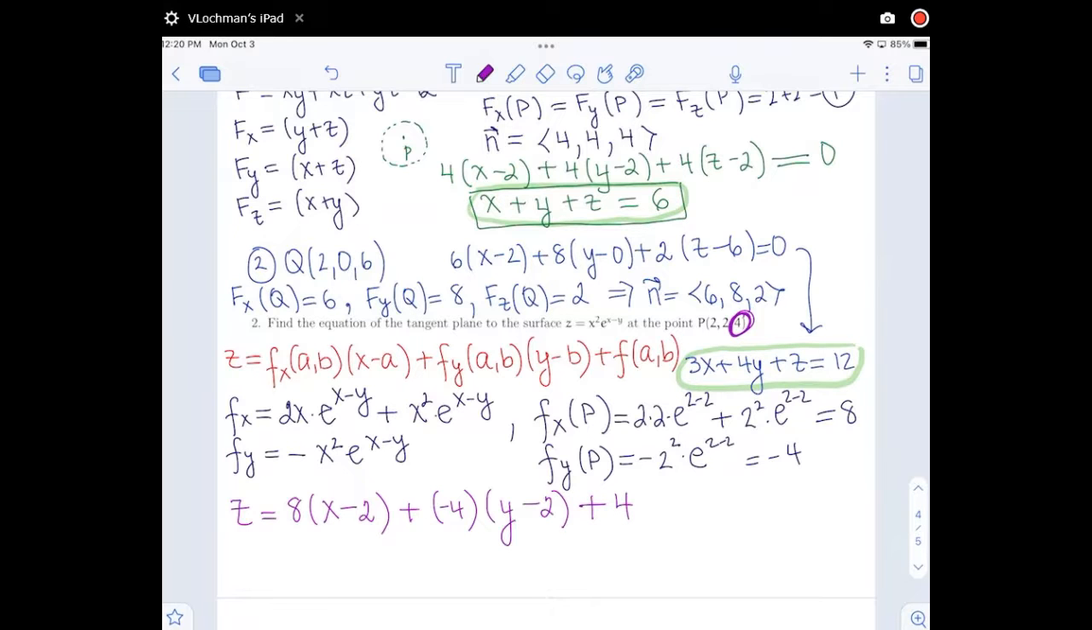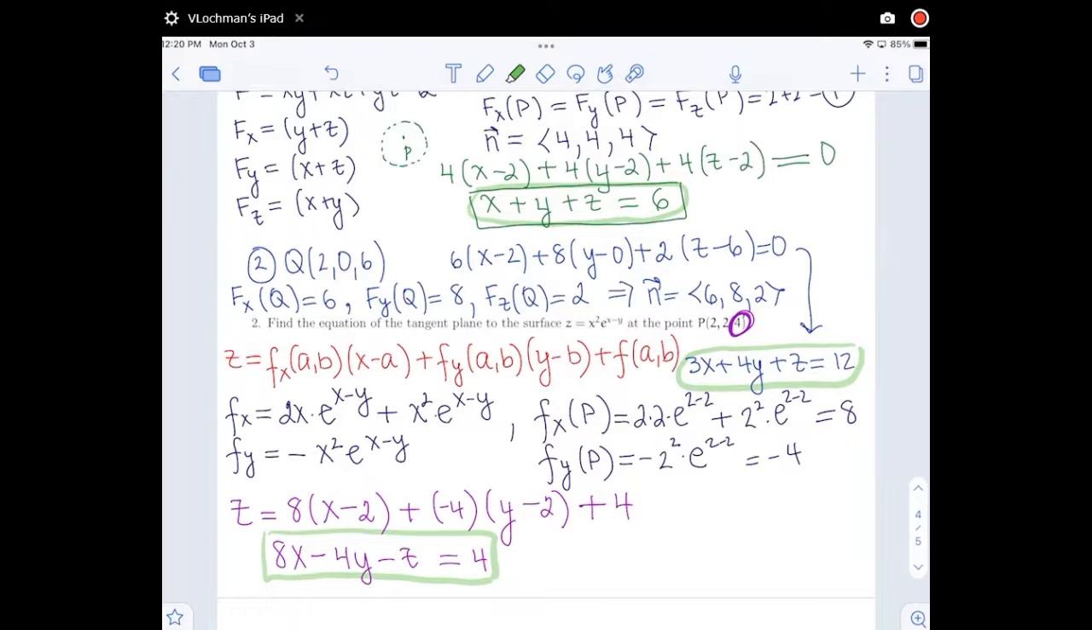Now, if I were to write it in standard form with x, y, and z all on the same side, what do I get? That would be 8x minus 4y minus z, and on the other side, I'm going to get 4. Okay, so that is an equation in standard form of a plane, right? That's a plane that's tangent to our surface at that point, 2, 2, 4. Okay, and here we used the explicit formula.